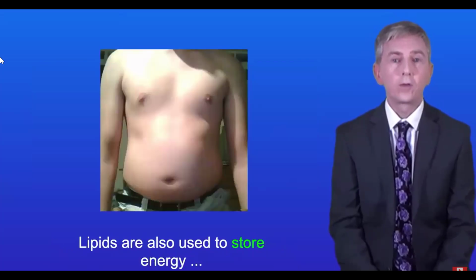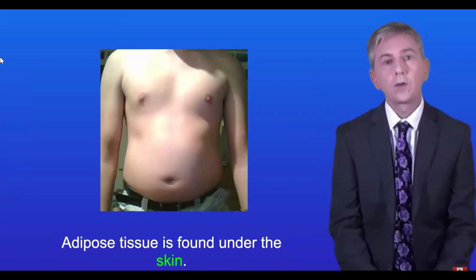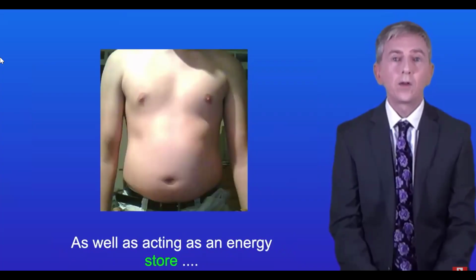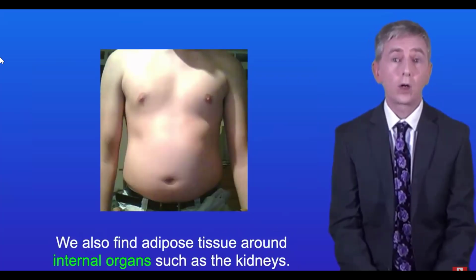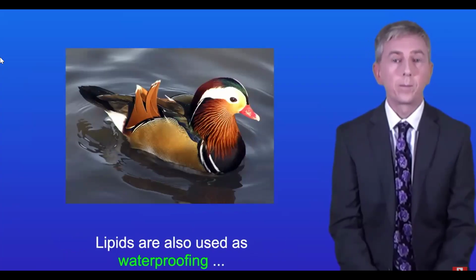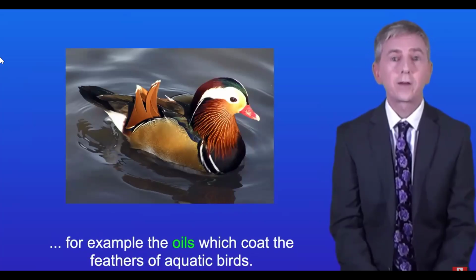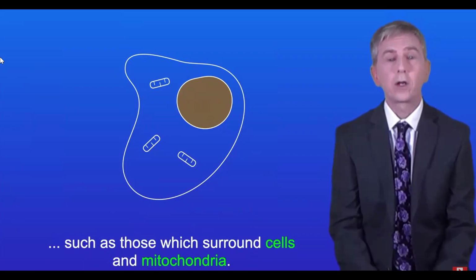Lipids are also used to store energy, for example adipose tissue in humans. Adipose tissue is found under the skin. As well as acting as an energy store, this adipose tissue also helps to insulate the body, reducing heat loss to the environment. We also find adipose tissue around internal organs such as the kidneys, and this helps to protect these organs from injury. Lipids are also used as waterproofing, for example the oils which coat the feathers of aquatic birds. And finally, lipids are a major part of the structure of membranes, such as those which surround cells and mitochondria.